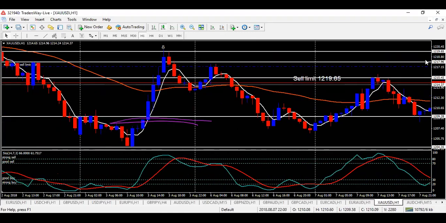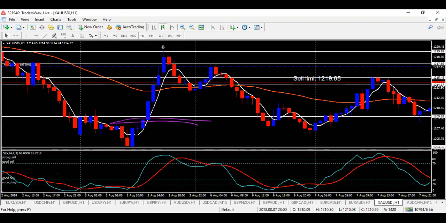Look at this advanced gold teacup right here. Please, no writing on my screen, please. Look at this advanced gold teacup right here.